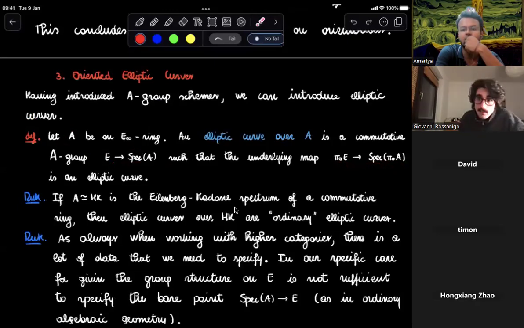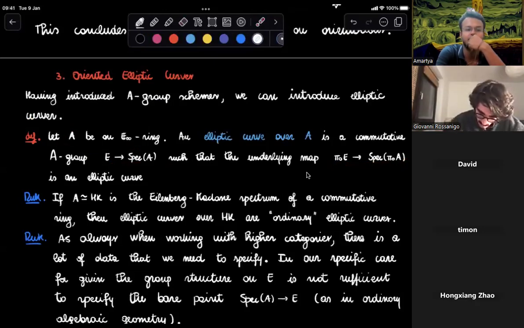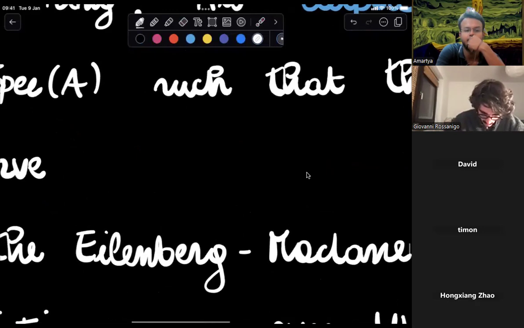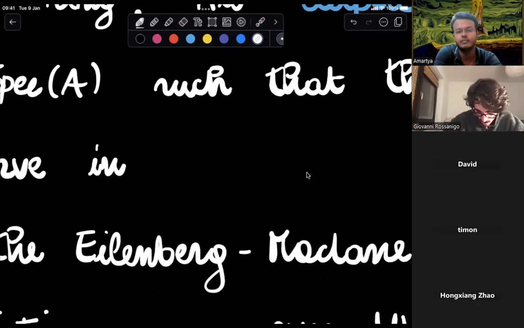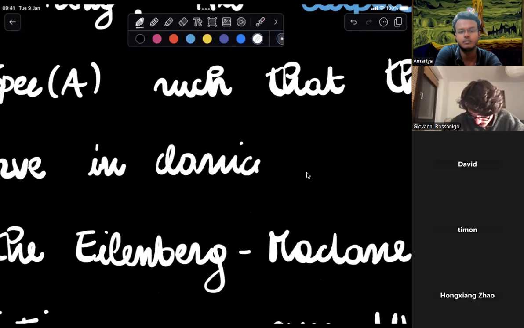Giovanni, quick question. So elliptic curve in the classical sense, right? Yes. Maybe you should say a few words about that. Elliptic curve in classical algebraic geometry.